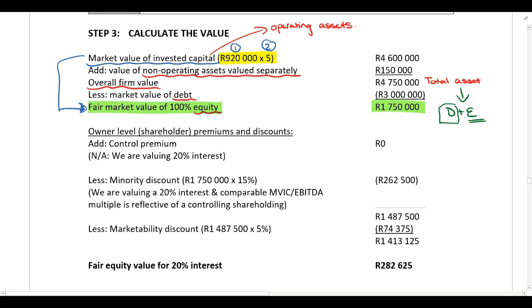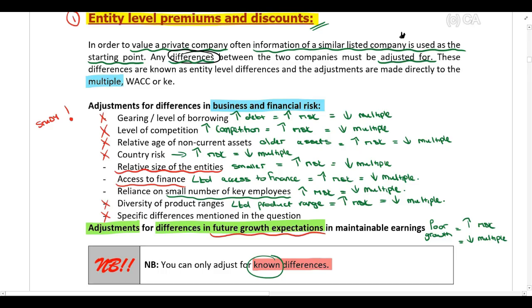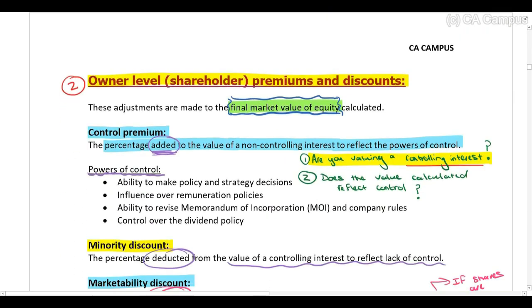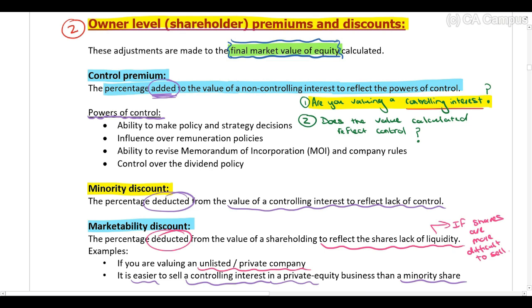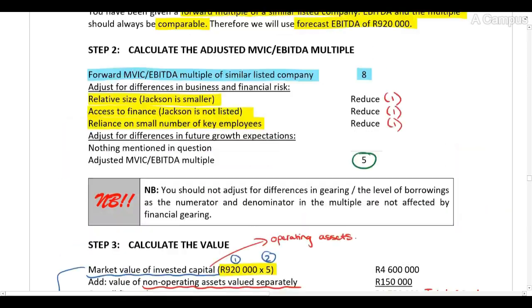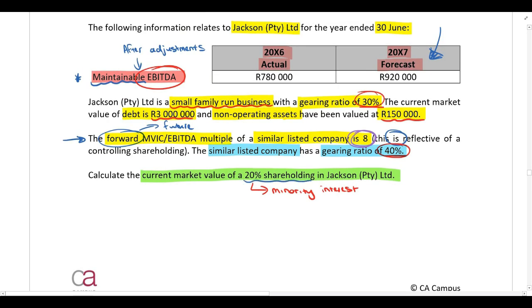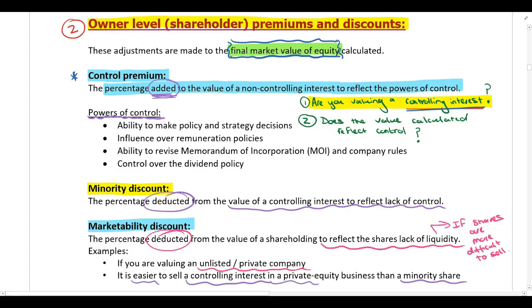And after we have the value for equity, we now need to adjust for our owner level or our shareholder premiums and discounts. And the first owner level or shareholder premium or discount that we need to consider is a control premium. So guys, are we valuing a controlling interest in this question? No, we are trying to calculate the value for a 20% shareholding. So we are valuing a minority interest. So we are definitely not going to add a control premium.